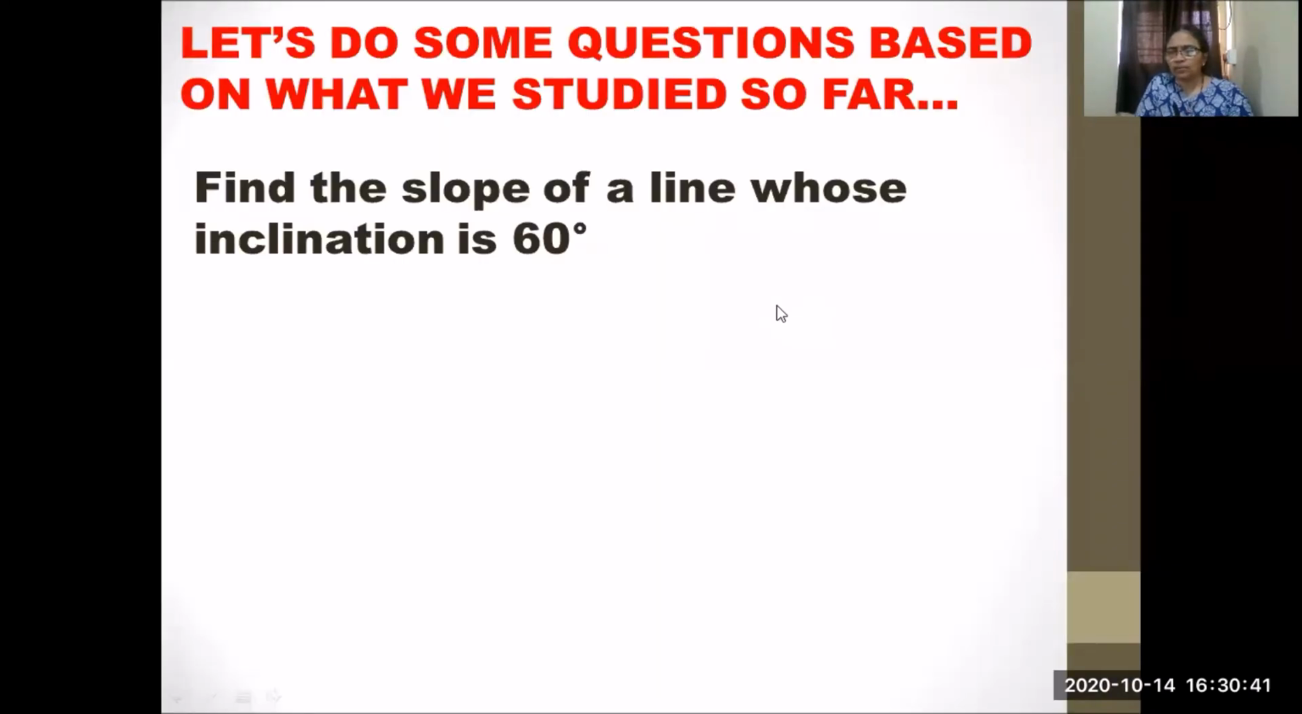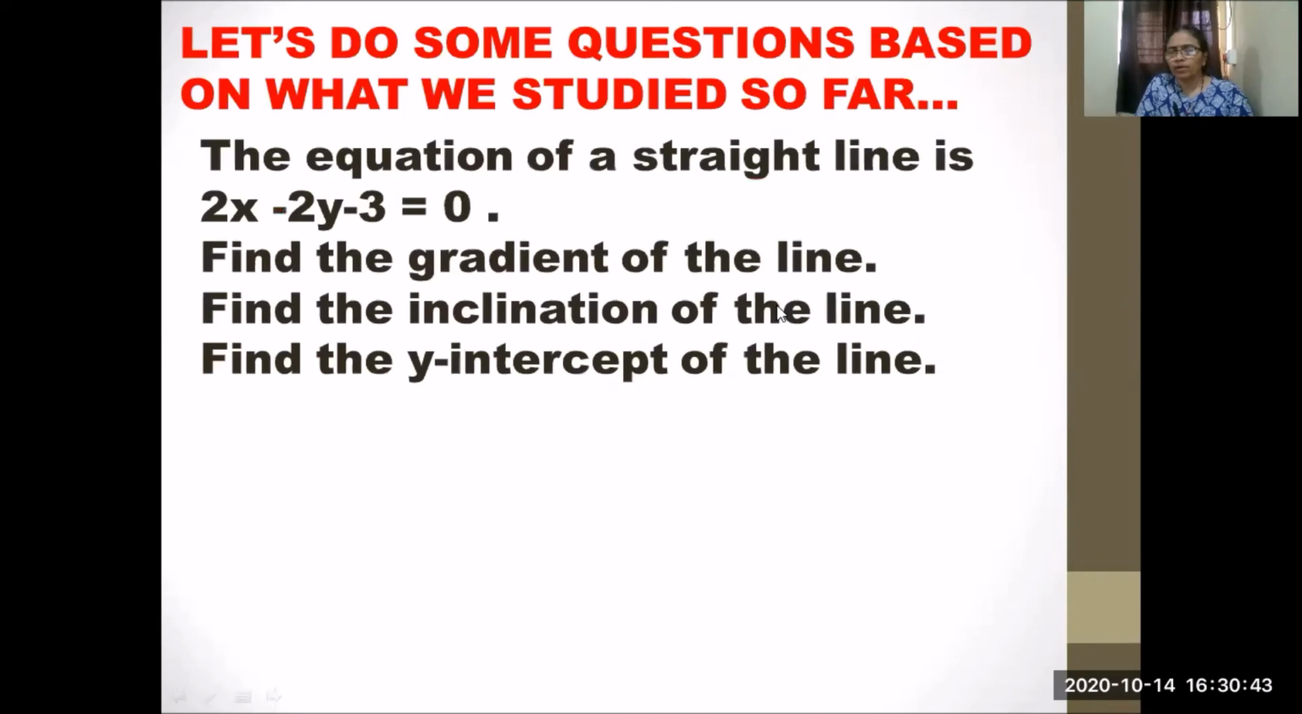The next question. The equation of a straight line is 2x minus 2y minus 3 is equal to 0. Find the gradient. Gradient is nothing but slope. Find the inclination of the line. So you need to first underline what all is to be found. The theta, that is the angle of inclination, and the y-intercept need to be found here. So we know all these three things, isn't it?